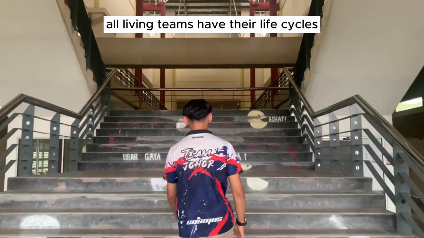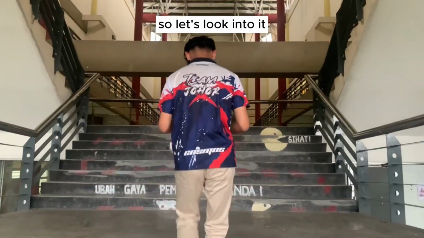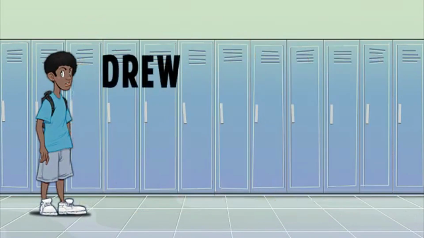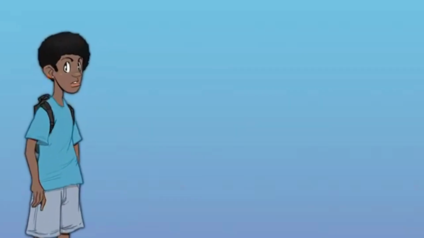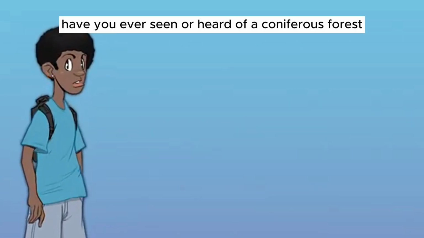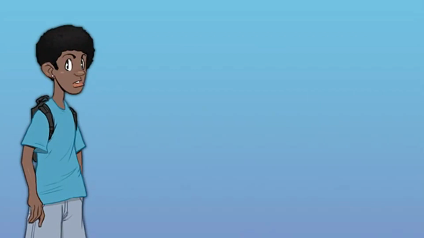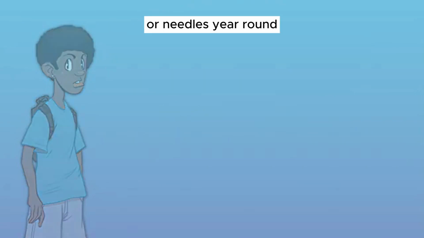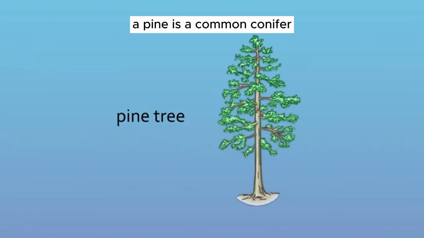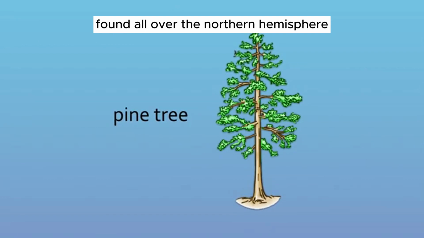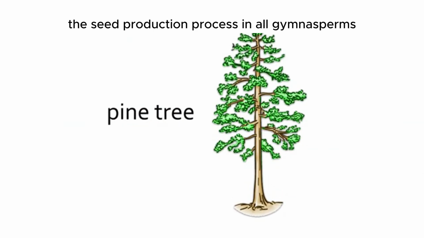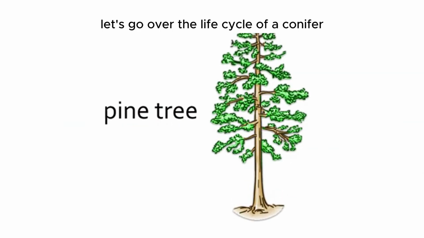All living things have their life cycles, so let's look into it. Have you ever seen or heard of a coniferous forest? Conifers are evergreens, which means that they keep their leaves or needles year-round. A pine is a common conifer found all over the Northern Hemisphere. It can be used as a model of the seed production process in all gymnosperms. Let's go over the life cycle of a conifer.